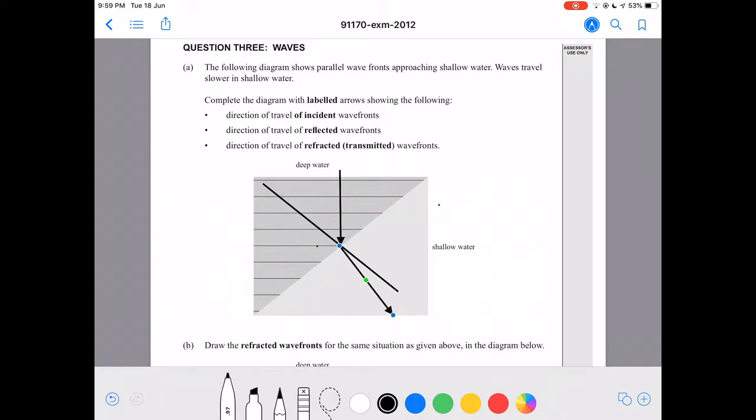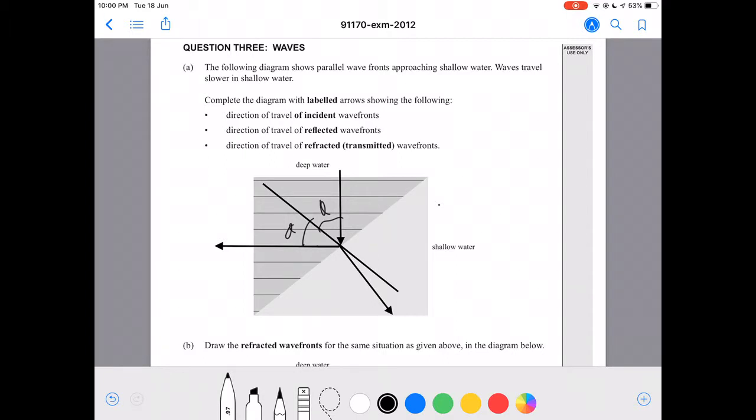But the reflected waves, this is our angle theta here. When it rebounds back, this will also be angle theta. I don't have a protractor with me, so I'm going to estimate what it would look like. So we have our incident wavefront. Yeah, that looks about right. Here it's angle theta and angle theta.